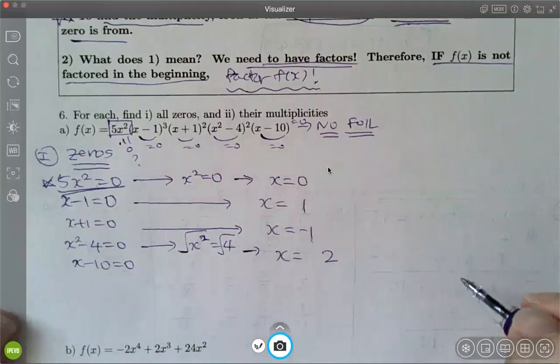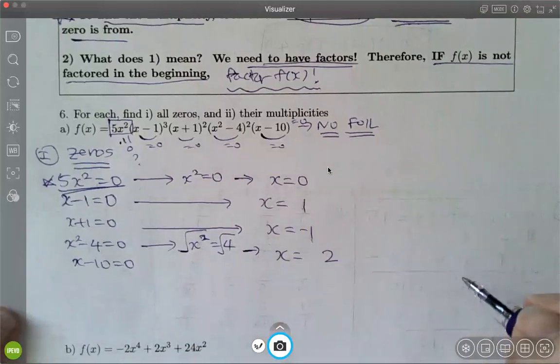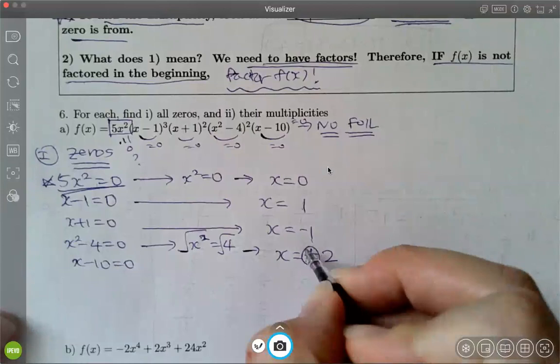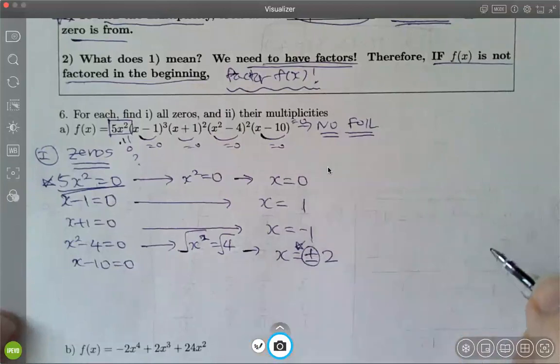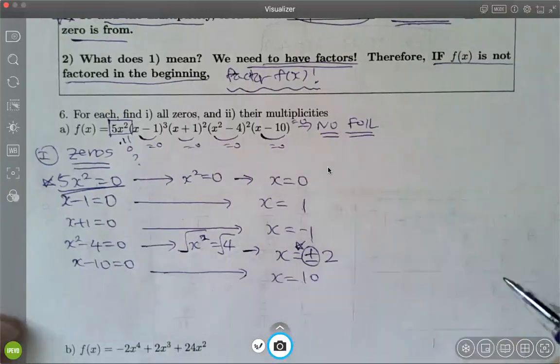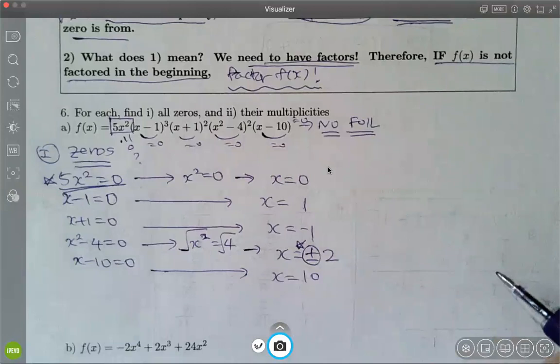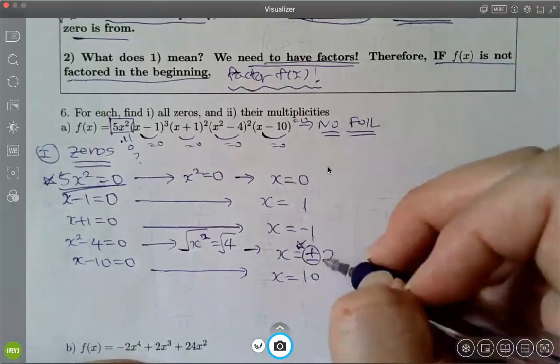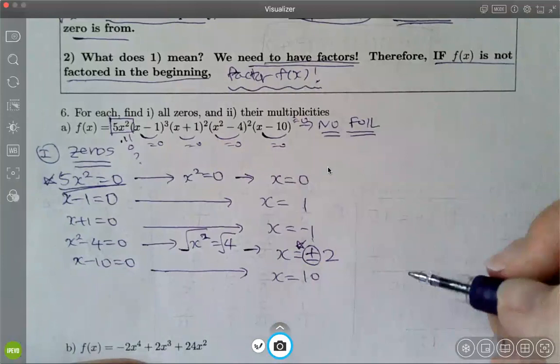Are we missing something? Okay, we are missing what? That plus minus sign. And then from here, x is equal to what? 10, right? Okay, so what are the zeros here? It's 0, 1, -1, 2, -2, and 10. Okay, so these are the zeros.